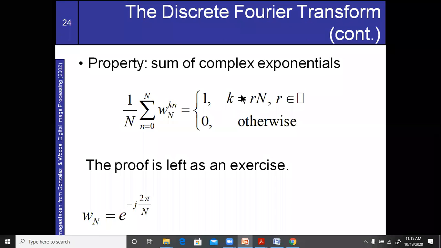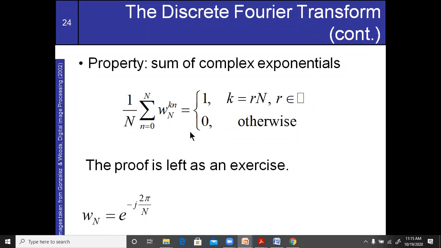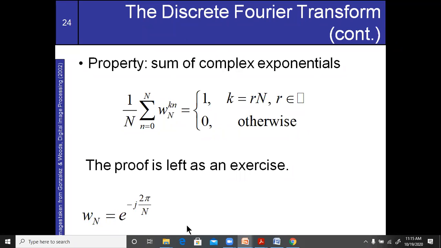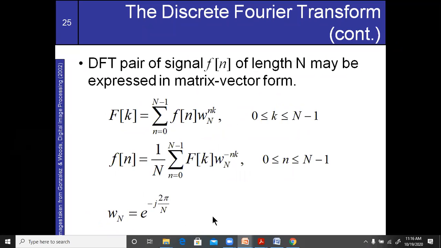If k takes any other value other than rN, say for example rN minus 1, then that will give you, in the rotation, the value equal to 0. Okay, because it will be around the circle. So when we try to write this, this will be an angle around the circle.